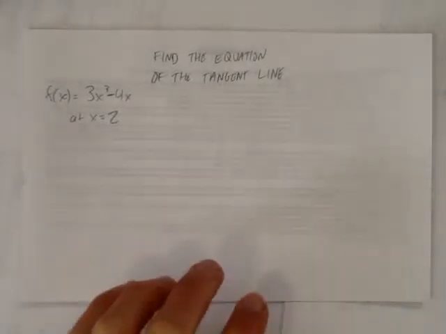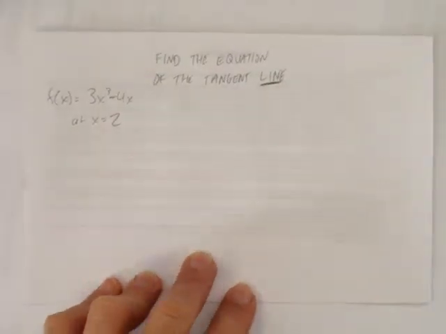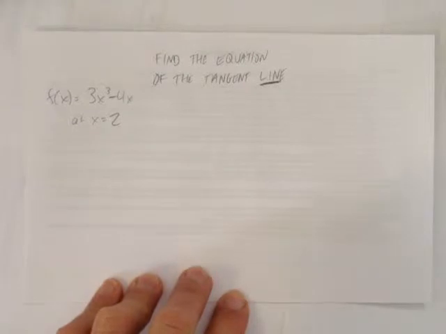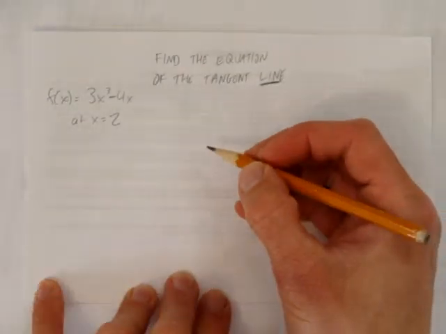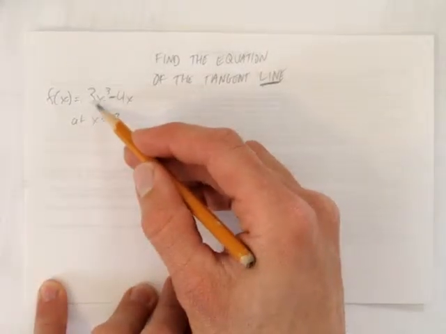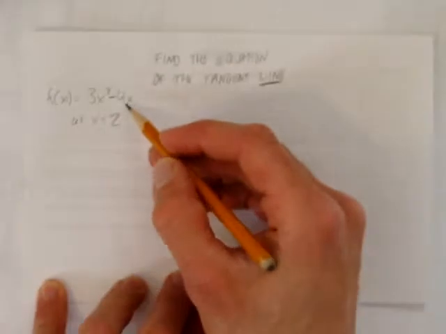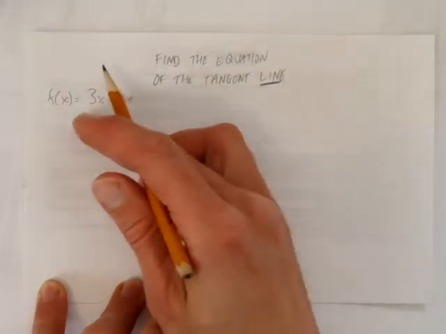In this video, we'll look at how to find the equation of the tangent line. That is, we don't want the equation of the tangent, we're going to use that, but what we want is the equation of the tangent line, that is a line tangent to this curve. The curve we're given is f of x equals 3x to the power 3 minus 4x, and we're asked to find the equation of the tangent line at x equals 2.